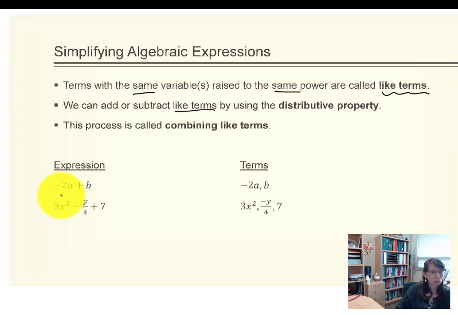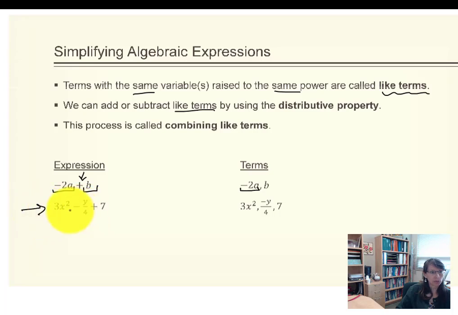So we have an expression here of negative 2a plus b. Notice that the plus sign is going to separate this expression into its individual terms. One term is the negative 2a, that you can see is written right here. The other term is positive b. So negative 2a is one term, b is another term.